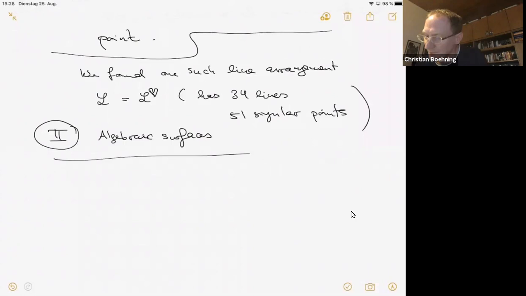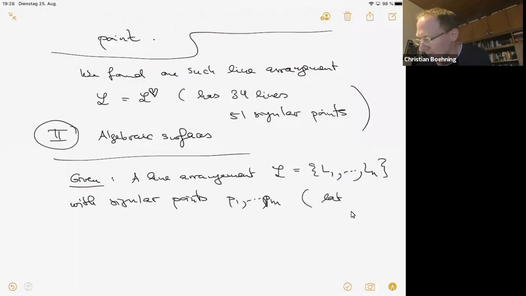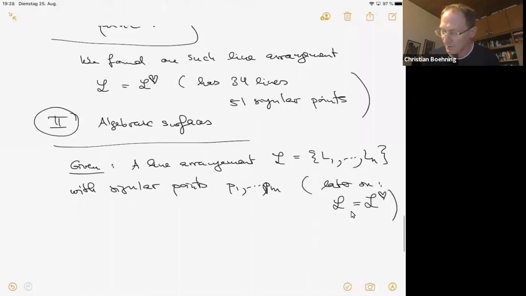So we assume we're given a line arrangement with lines L1 up to Ln and singular points, say P1 up to Pm. Later on we will always choose this special arrangement that we've constructed that has an associated incidence scheme that is such a non-reduced point.